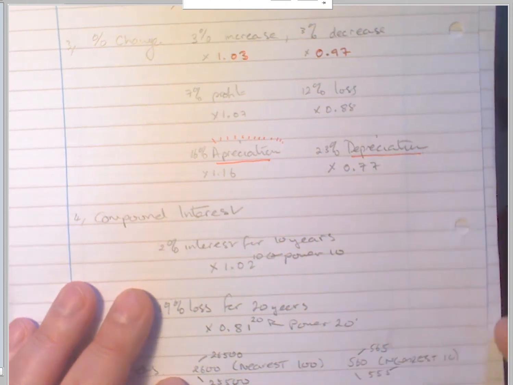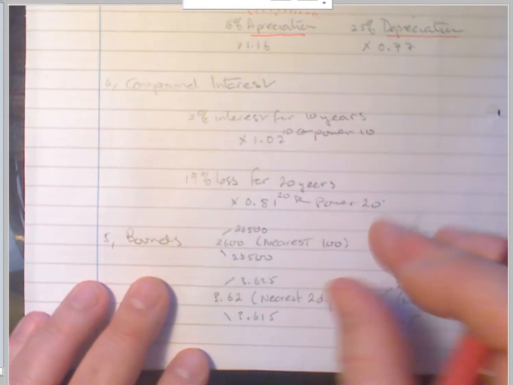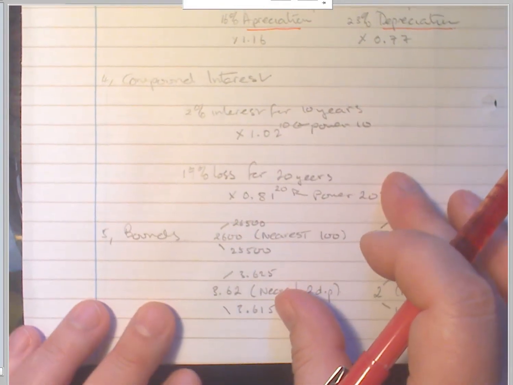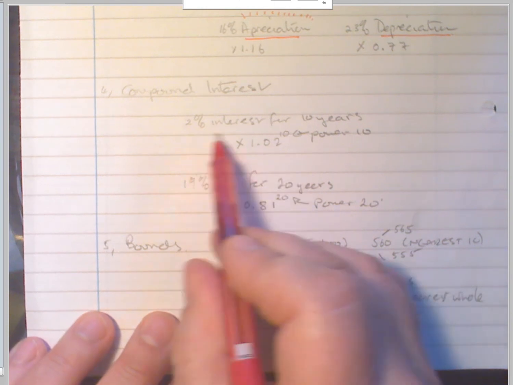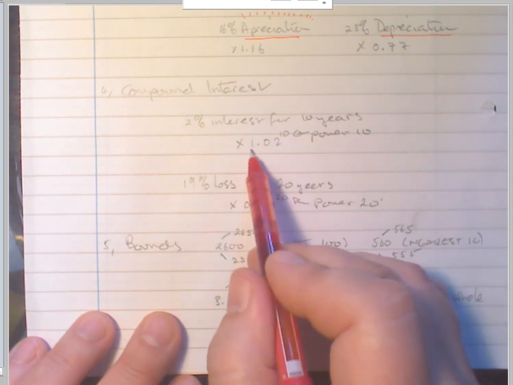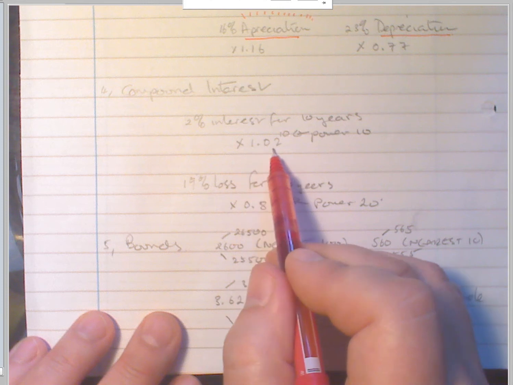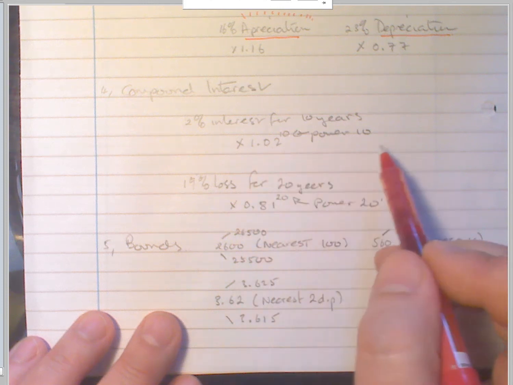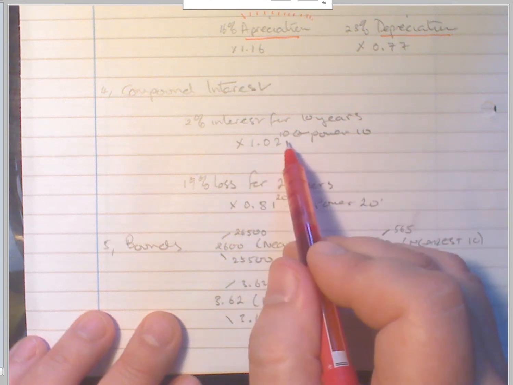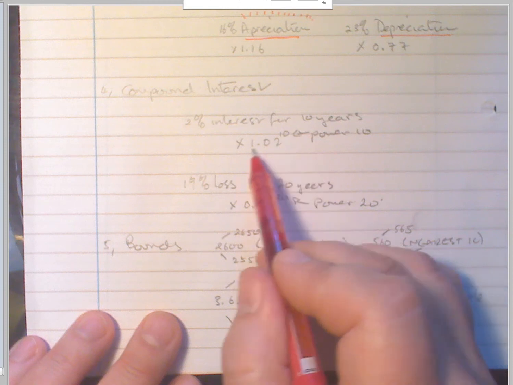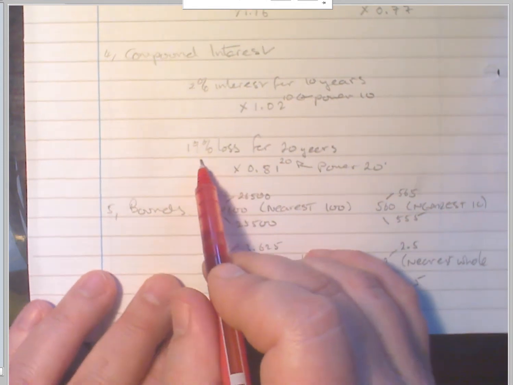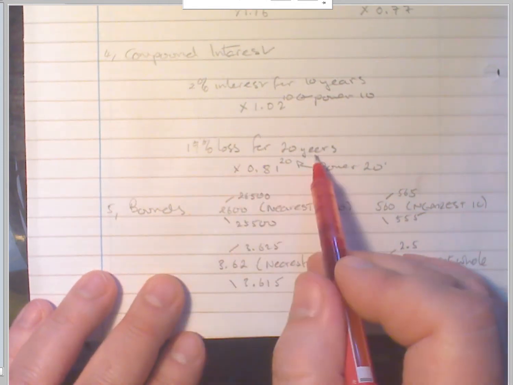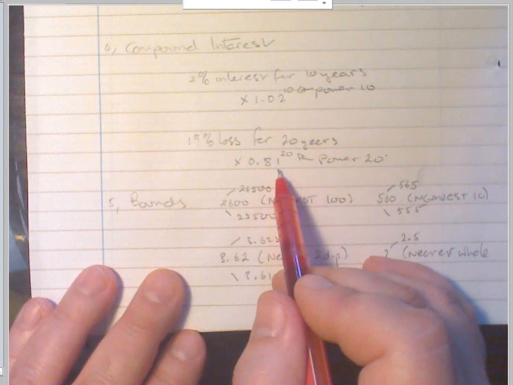And compound interest, which is the 4th topic, is just that if you're going to do it for 10 years, then you'd effectively be multiplying by 1.02. So 2% interest for 10 years, you'd be doing that, times by 1.02, times by 1.02, and so forth. And so you can do that 10 times. So we can actually nicely just use a power. So 2% interest for 10 years is to the power 10. And here we've got a 19% loss for 20 years, so times by 0.81 to the power 20.